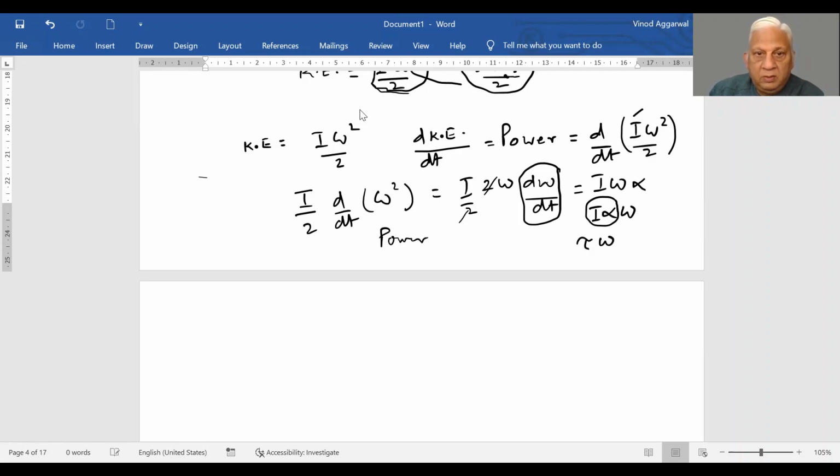So power for rotating bodies moving with angular velocity omega ends up with tau omega.